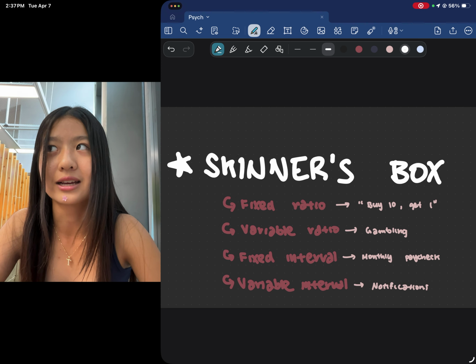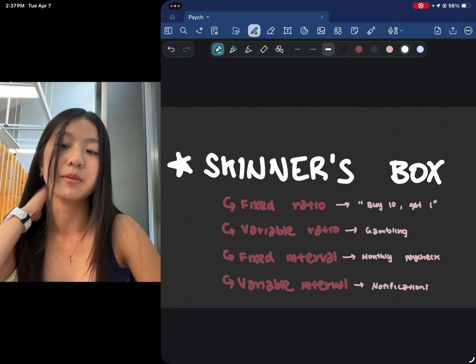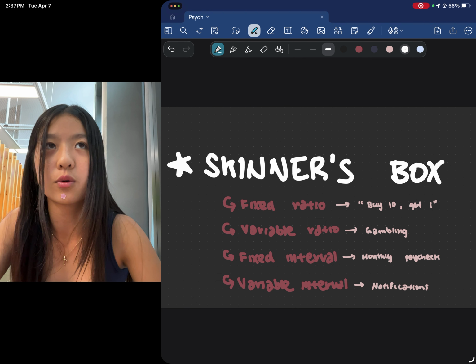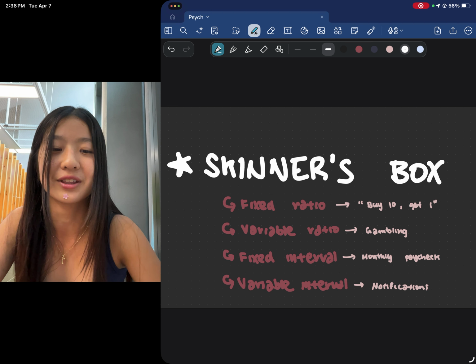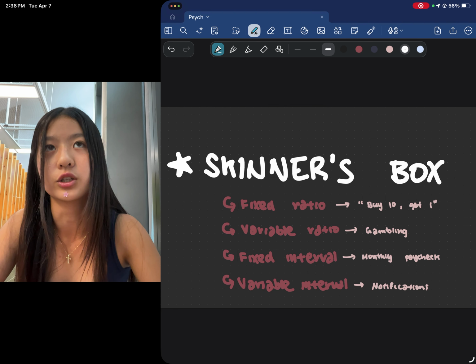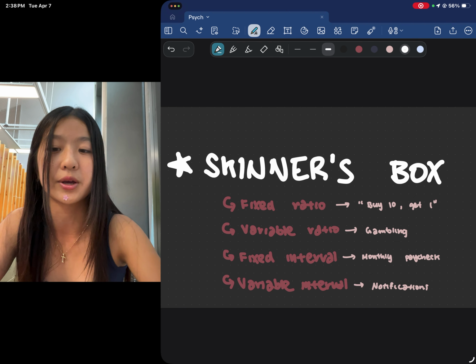And then the last one is a variable interval, and that just means you don't know how long it is until the next reward will be. Like, you don't know how long the time duration is. So it's kind of like opening your phone to see a notification because you don't know whether or not that notification will be there. And this means that you're constantly checking for things because you don't know what the duration between these reward drops are going to be.